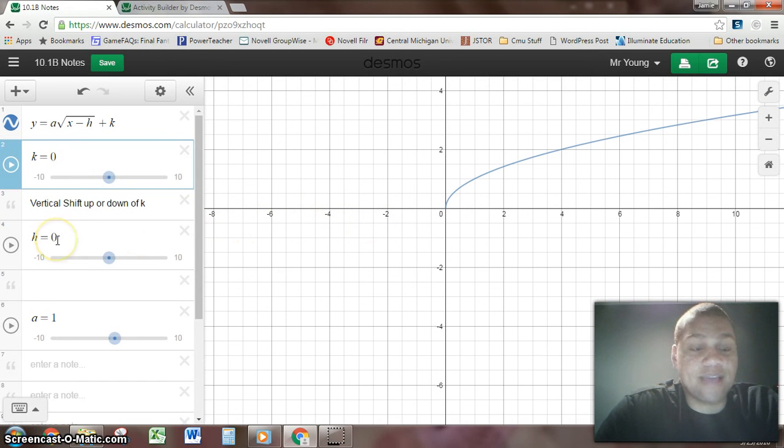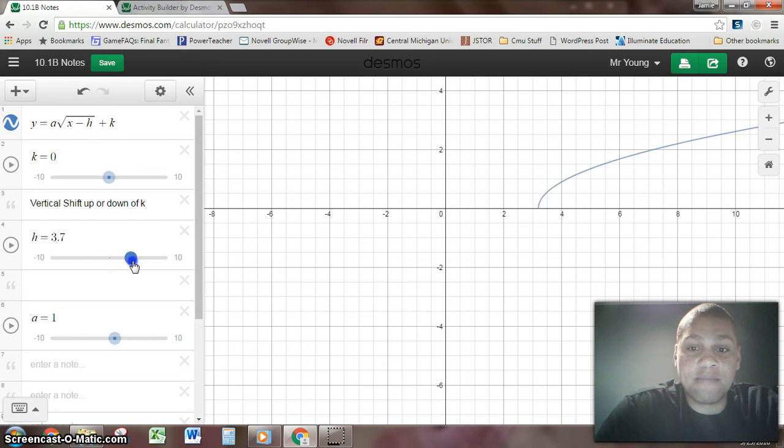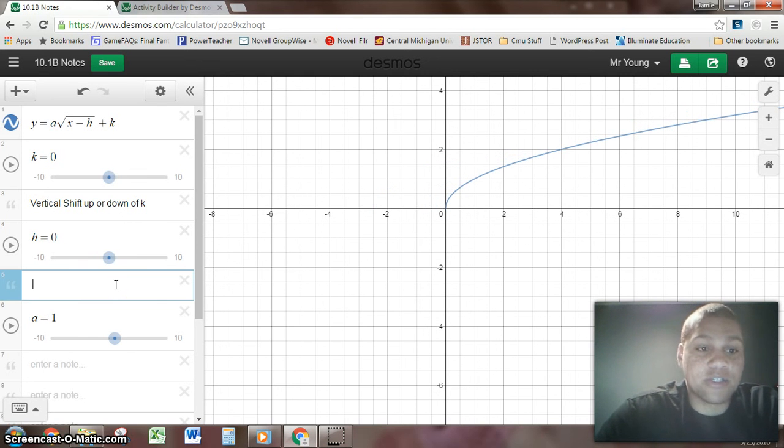And you can guess, if h gets positive, it moves to the right. If h gets negative, it moves to the left. If you're looking at those 9.3 notes again, you'll see it's the exact same story. h gives me my horizontal shift, left or right, of h.